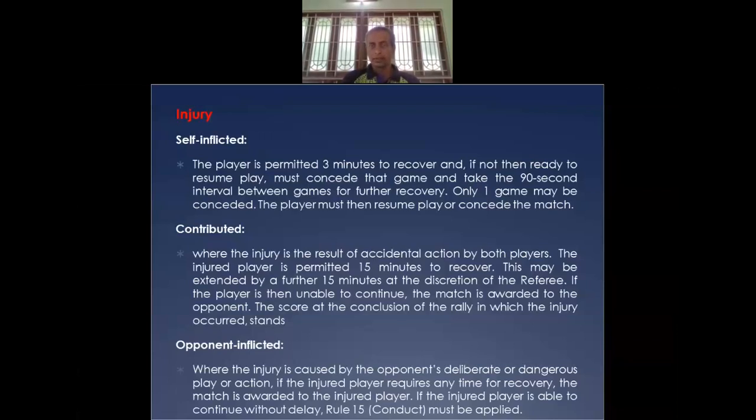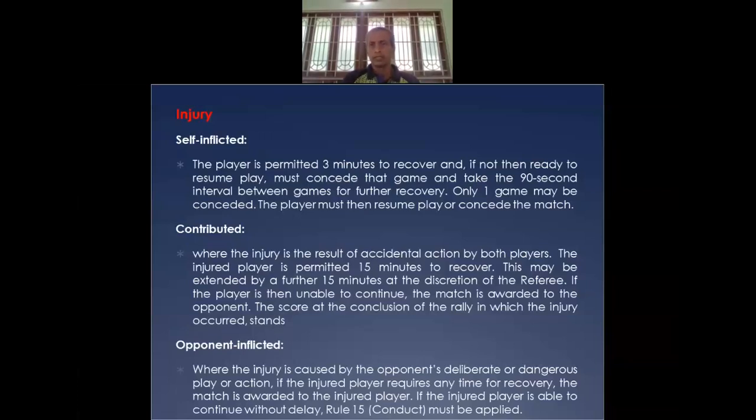Towards the end of the 3 minutes, before 60 seconds, you can let the players know. Play will resume in 60 seconds. Play will resume in 30 seconds. This gives a heads up to the players for them to be ready to pick up.